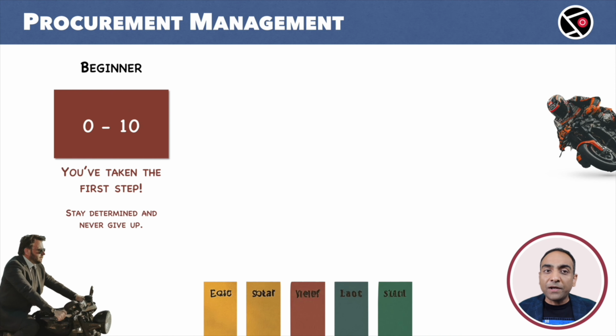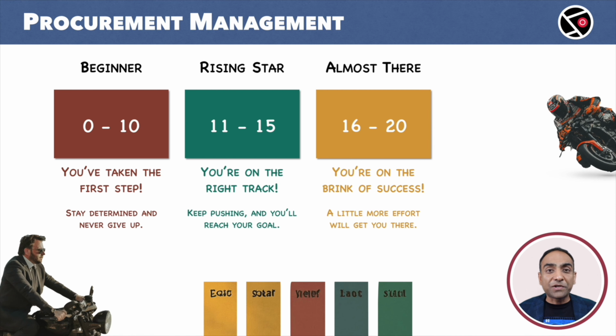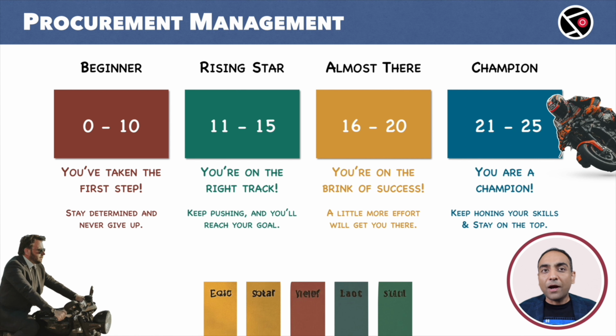If you got a score of 10 or less, you are a beginner. First step is always important. Stay determined, stay focused. Anything from 11 to 15, you are a rising star. Keep pushing. You're on the right track. With a score of 16 to 20, you are almost there, at the brink of success. Score of 21 and more, you are a champion. Keep practicing and stay on the top.